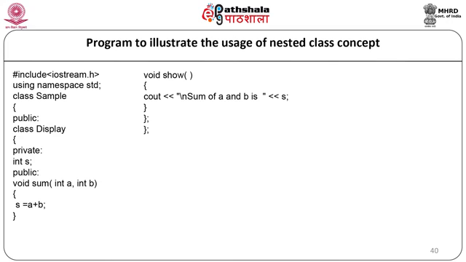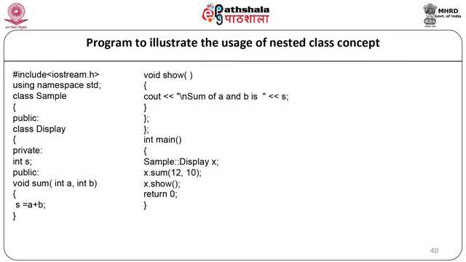Now we will start with our main function, integer main. Now here we are going to declare the object of class display as sample::display x. So here we are going to use the scope resolution operator and then declare the object. So please note this particular object declaration as sample::, the name of the second class display, and the name of the object as x.